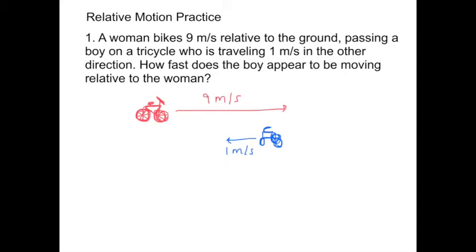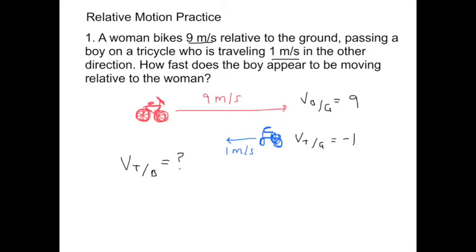Let's do some practice with relative motion. A woman rides her bike at 9 meters per second relative to the ground. So we'll call this v bike relative to ground equals 9. And she passes a boy on a tricycle who's traveling 1 meter per second in the other direction. So the velocity of the tricycle relative to the ground is negative 1. Now we're solving for the velocity of the tricycle relative to the bike. So v t relative to b.